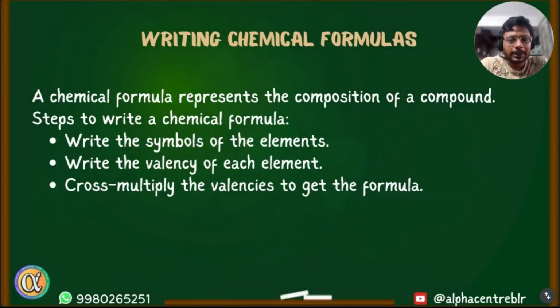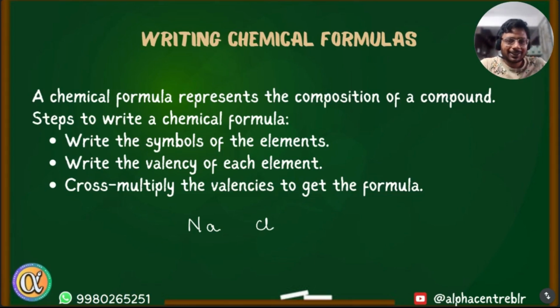A chemical formula represents the composition of a compound. The elementary steps in writing a chemical formula: we first write the symbol of the elements. Then we write the valency of each element, like we write the symbol of the radical along with the charge, and then we do cross multiplication to arrive at the formula. Let's see, sodium chloride.